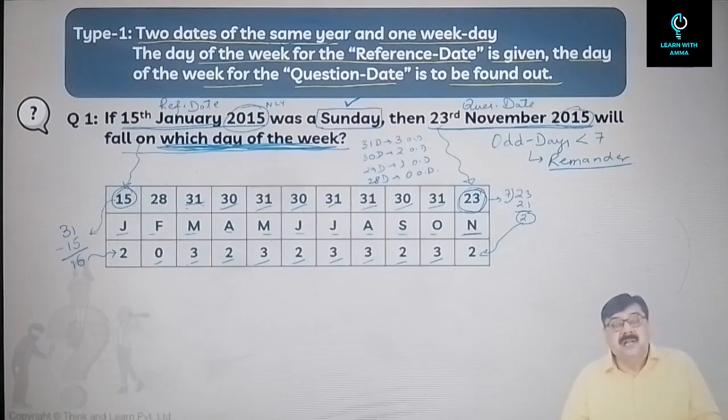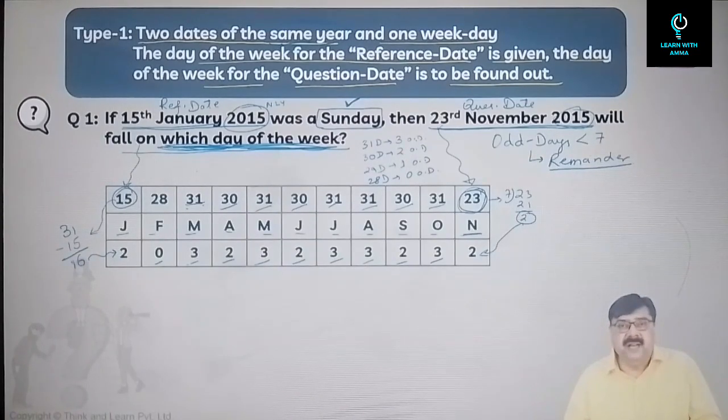So now you have odd days for all the months which are included in this duration from 15th of January to 23rd of November of the year 2015. So let's add them up. Well, 2 plus 0 plus 3 is 5, 6, 7, 10, and 2, 12, 15, 18, 20, 23, 25. 25 odd days. Listen to me carefully.